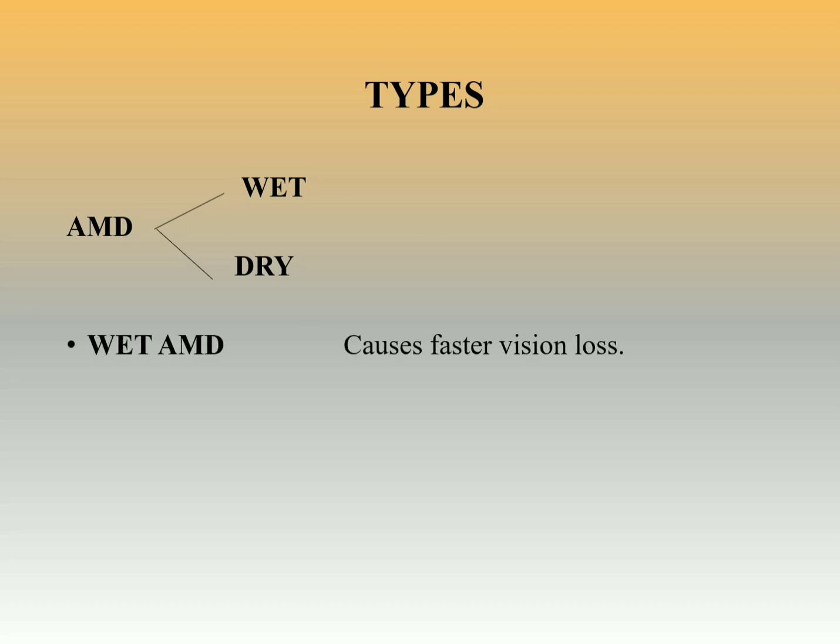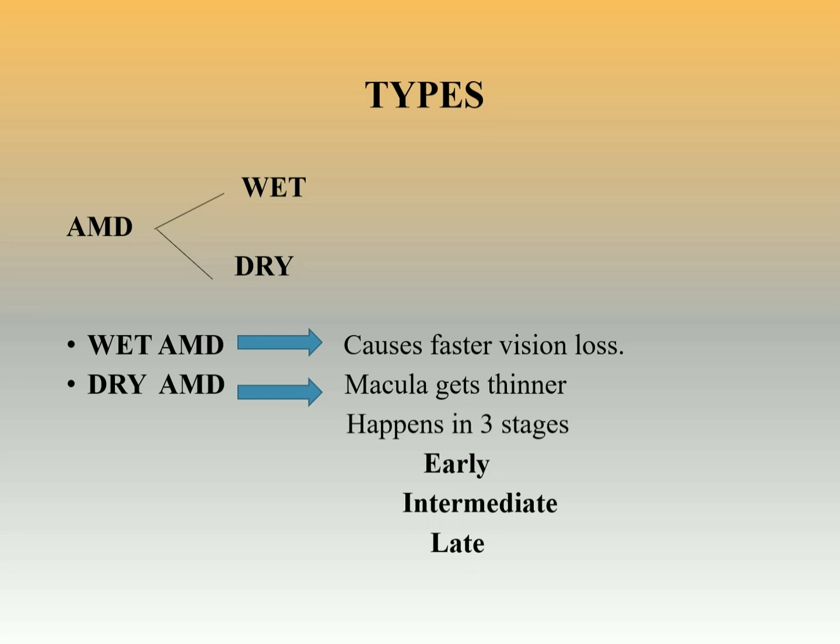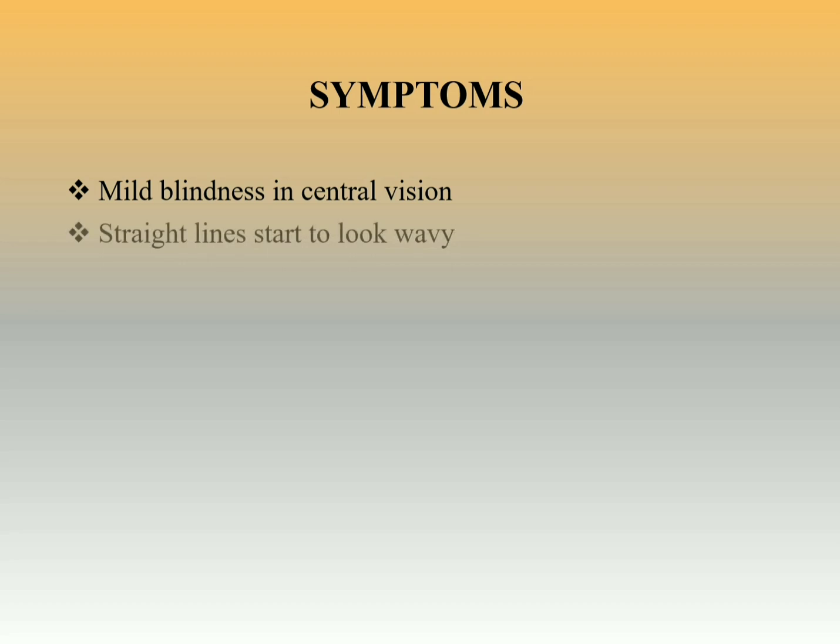There are 2 types of AMD, which are wet AMD and dry AMD. Wet AMD causes faster vision loss, and in dry AMD, the macula gets thinner and occurs in three stages, namely early, intermediate, and late. The symptoms of AMD include mild blindness in central vision, straight lines starting to look wavy, and noticing a blurry area in the center of the vision.